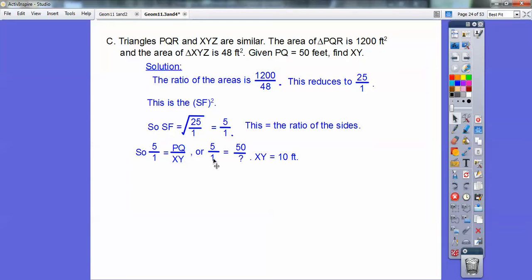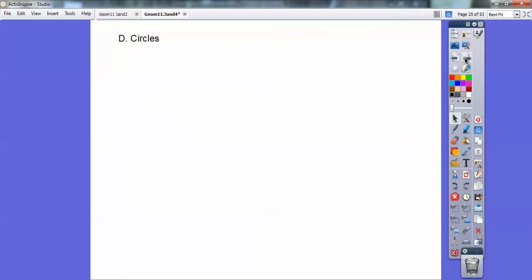So 5 over 1 equals 50 over XY, and then you can cross multiply. Pretend that's an X. 5X equals 50, so we find the missing side length is 10. What we had to do is square root the ratio of the areas to find the scale factor, then set that equal to the ratio of the sides, and then cross multiply.